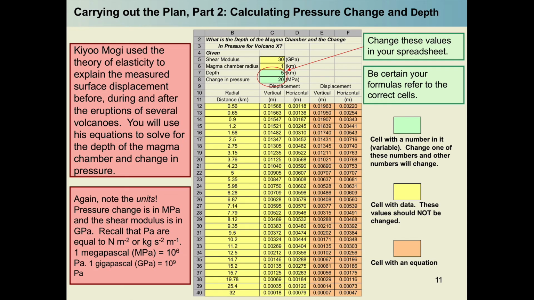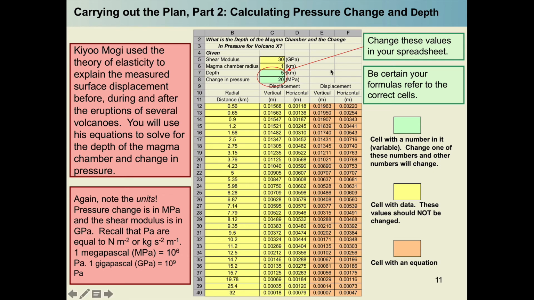Okay, so to do this, you're going to be given shear modulus data, 30 gigapascals. You're going to be given a magma chamber radius of 1 kilometer. You're going to change the depth and pressure. So you're going to use these two cells to do that, starting with a depth of 5 kilometers, starting with a change in pressure given to you in your homework assignment. You're going to keep changing these.